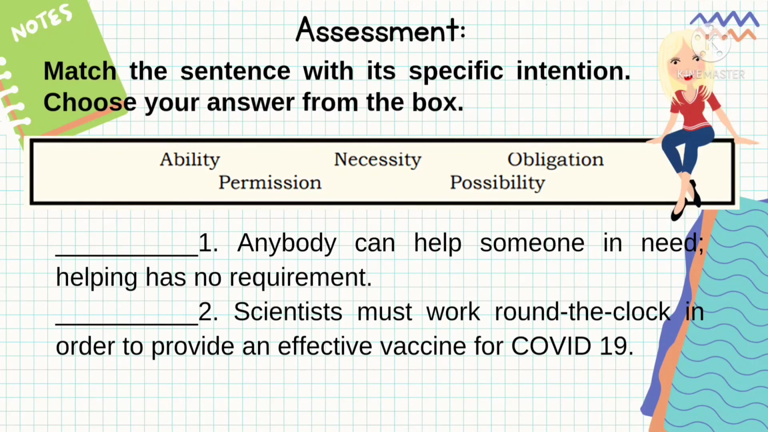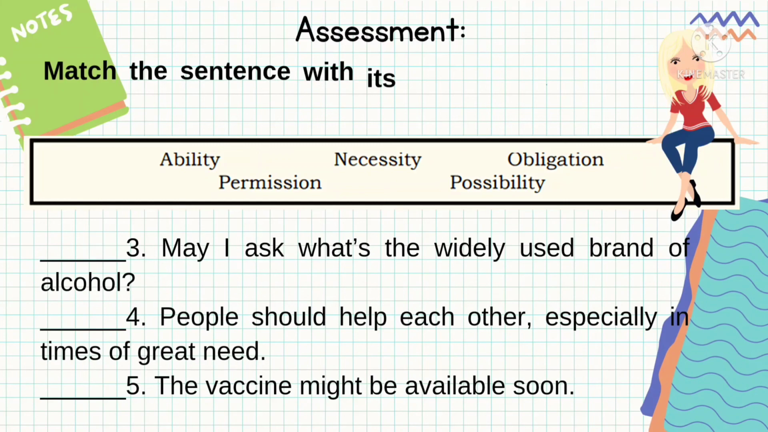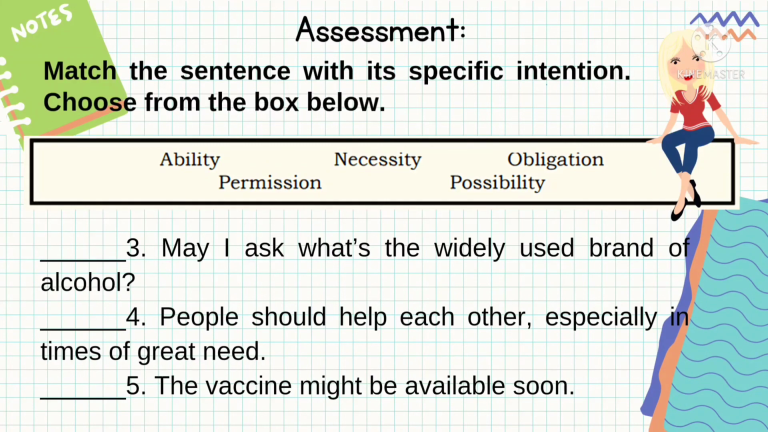Now for our final activity, match the sentence with its specific intention. Choose your answer from the box. 1. Anybody can help someone in need. Helping has no requirement. 2. Scientists must work round the clock in order to provide an effective vaccine for COVID-19. 3. May I ask what's the widely used brand of alcohol? 4. People should help each other, especially in times of great need. And 5. The vaccine might be available soon.